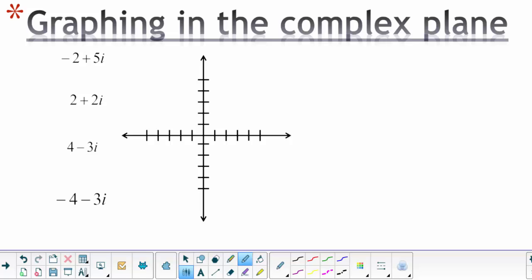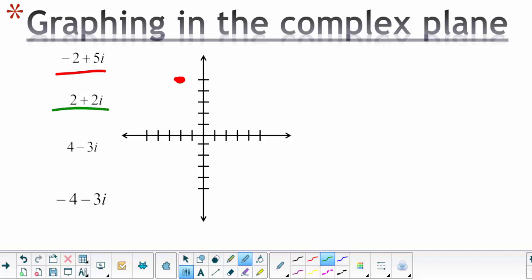So let's go through and see what we got here. Let's color code them. So -2 plus 5i. The first number tells you to go left or right, and then the imaginary number, the second number, tells you to go up or down. So this one's telling me to go back 2, up 5. So there, that's all we have to do.